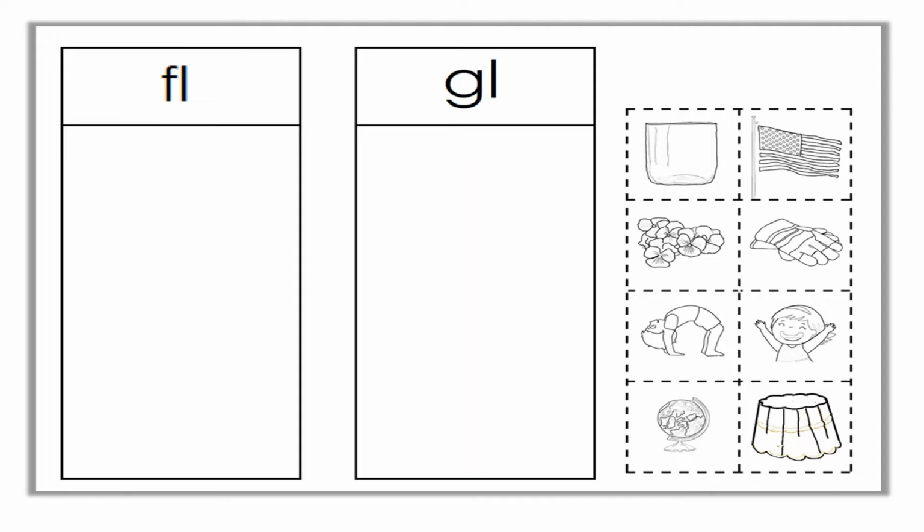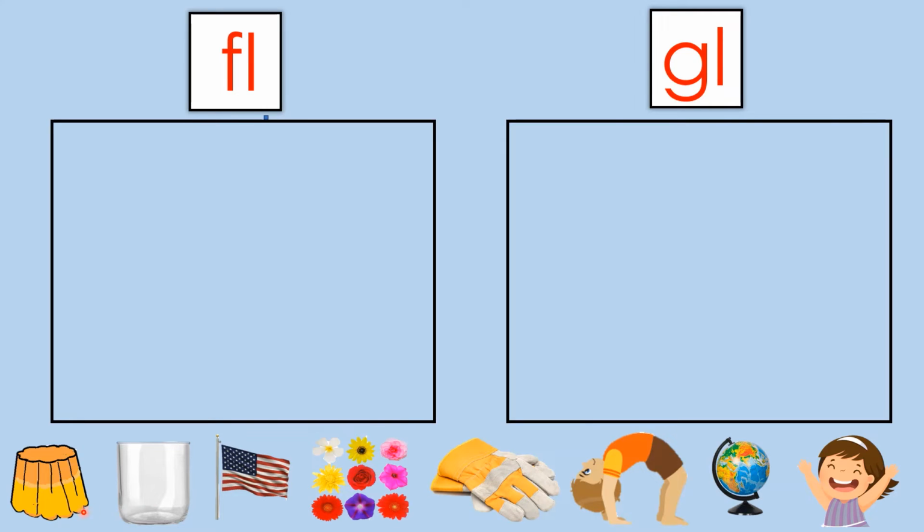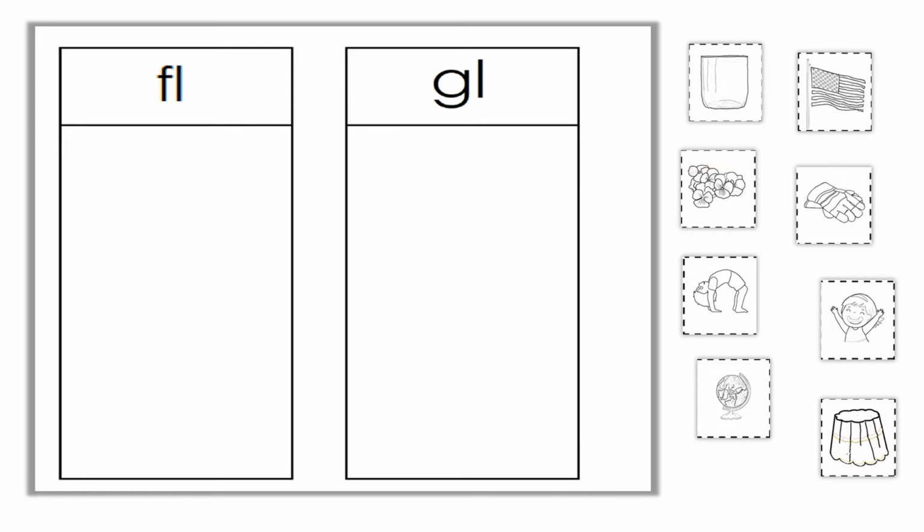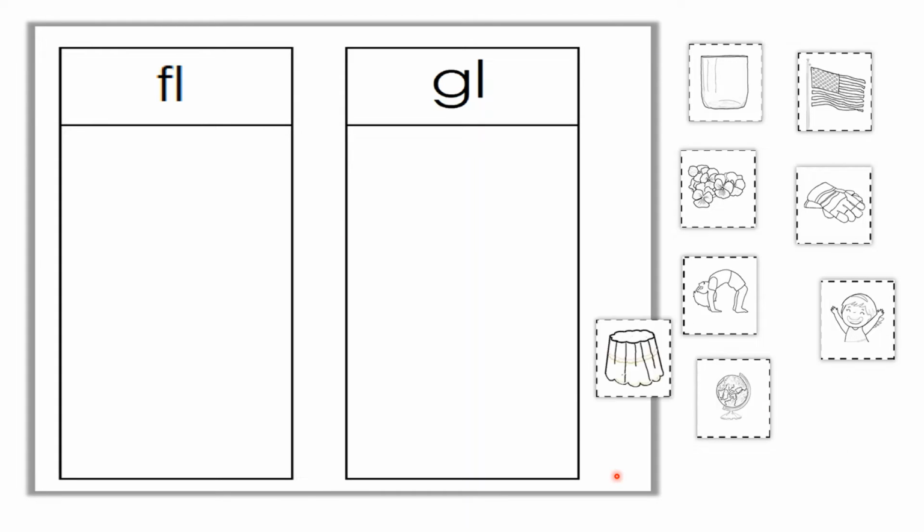If you have this worksheet with you, you are going to cut these pictures around the dotted line. Here we are going to sort all these pictures by their first blend. Let's start. What picture is this? Flan, flan, flan, fl. Now on your worksheet, you are going to find a picture of plan and put it under fl. Like this.